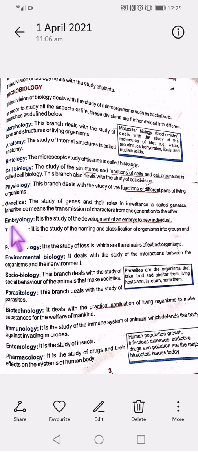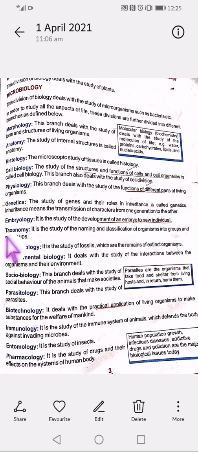Embryo is actually the fetus, or the minute development of the fetus inside the mother's body, known as embryology. When we want to study the embryonic development inside the mother, or the fetus development inside the mother, we use the term embryology. It is the study of the development of an embryo to a new individual.